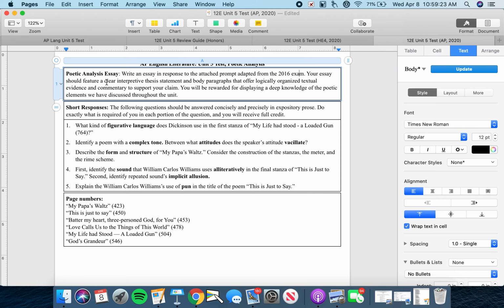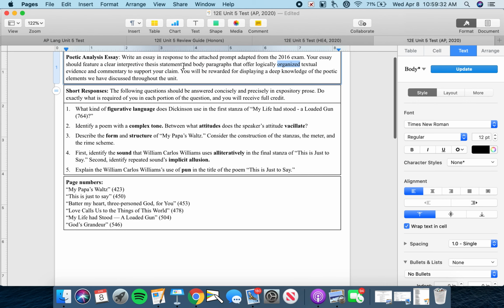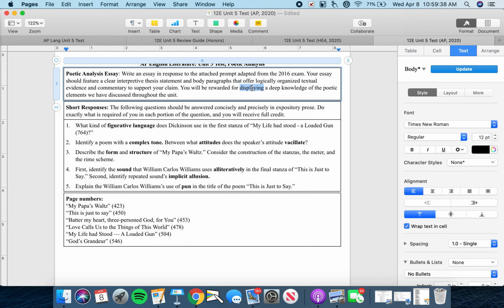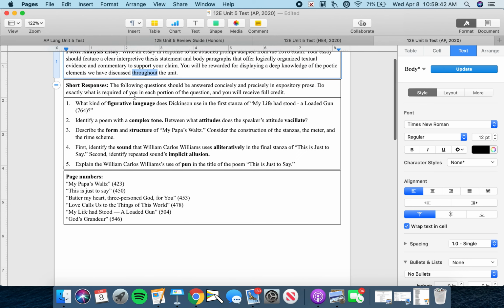Your essay needs to feature a clear thesis statement, body paragraphs that offer logically organized textual evidence and commentary to support your claim. And obviously, you will be rewarded on that sophistication level of the rubric for displaying a deep knowledge of the poetic elements we have discussed in the unit and developing a nuanced interpretation of the poem.